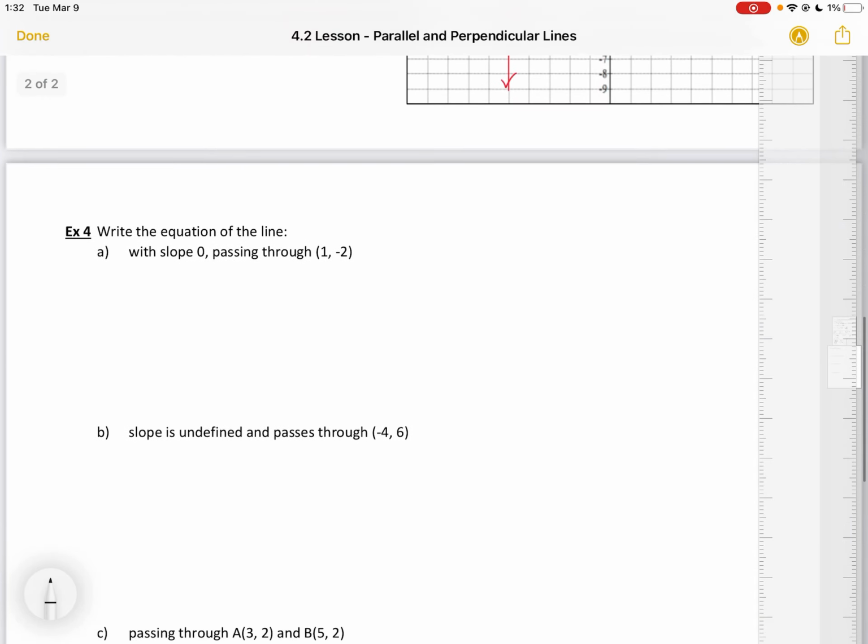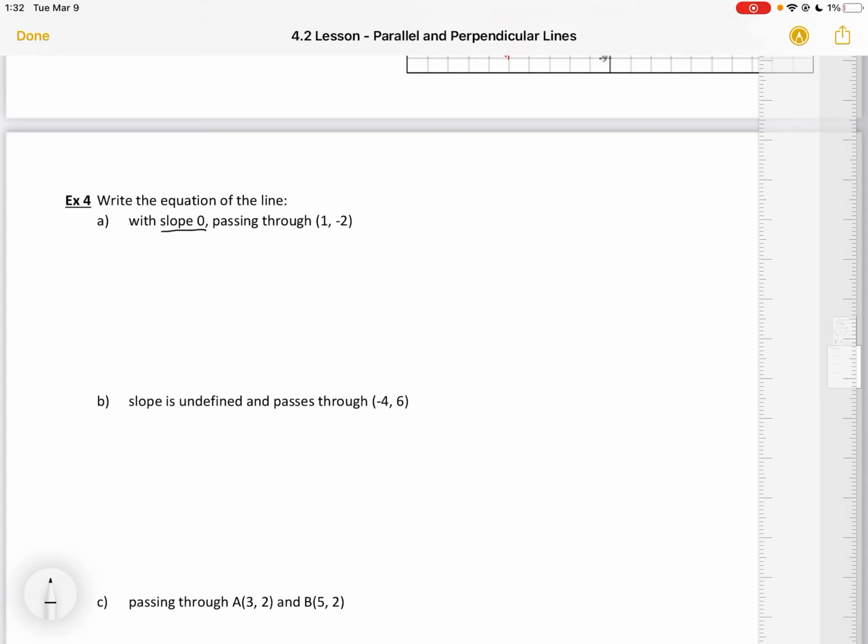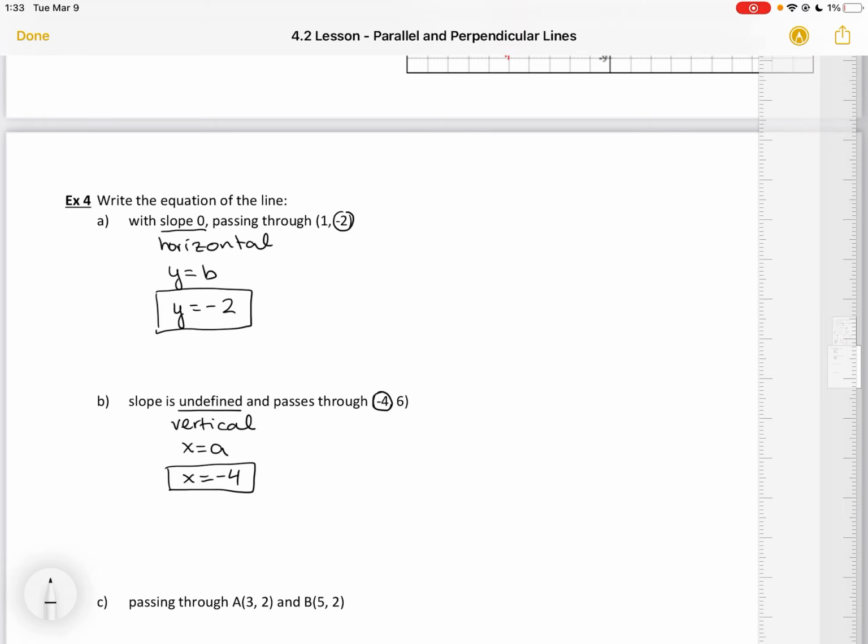Now I'm going to practice writing some equations of the line. The slope is 0. That is a horizontal line. All horizontal lines have the form y equals b. In this case, I know that it passes through the point 1, -2, which has the y coordinate -2. So that means all the y coordinates on that line must be y equals -2. Here, the slope is undefined, so I've got a vertical line. All of these lines have the form x equals a. I know that it goes through this point right here. The x-coordinate of that point is -4. So that means that my equation has to be x equals -4.